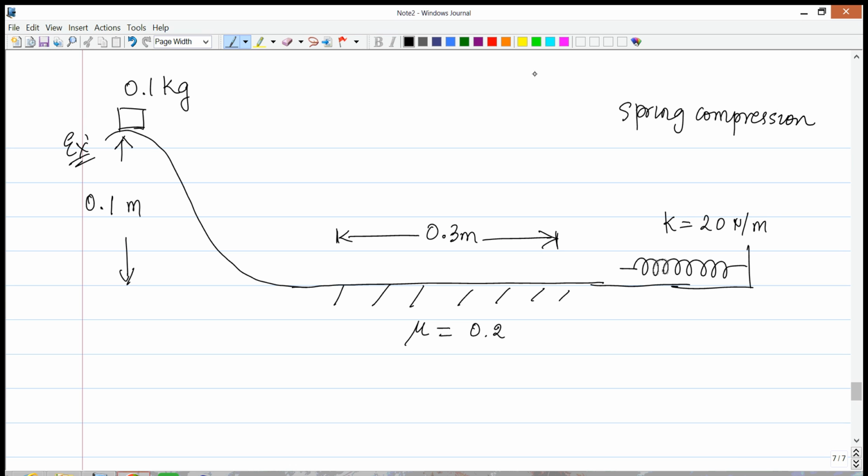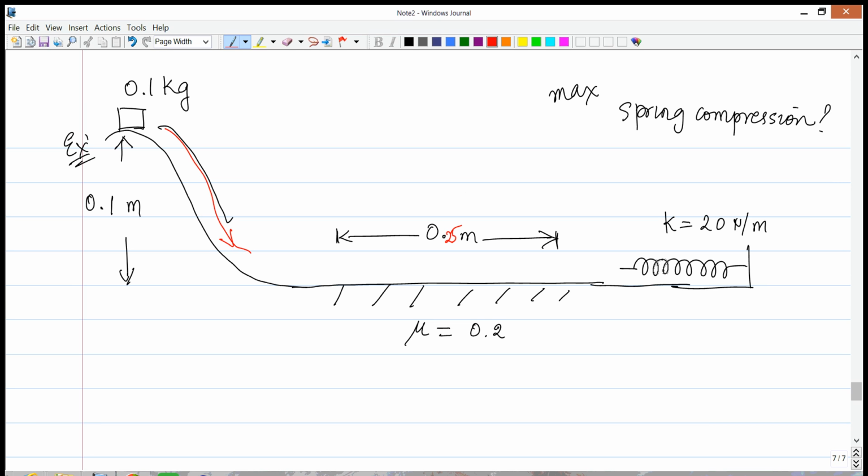So we want to know the maximum spring compression. That's what we are finding. The block starts at the top of the hill, and then it's going to go down this hill. Then it hits a rough patch, about 0.25 meters wide, and after the rough patch, it compresses the spring. And we're going to ask, by how much does it compress the spring?